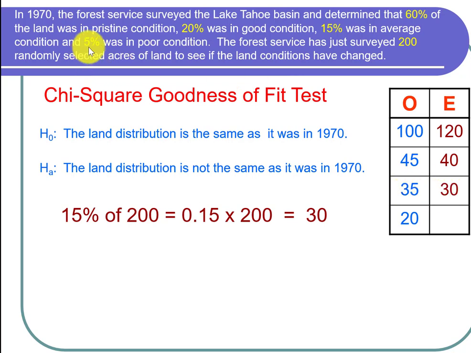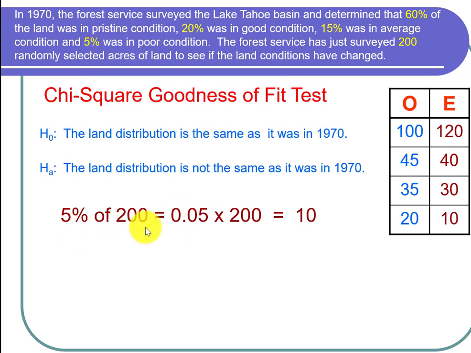And finally, for the poor condition, it was 5% expected. So 5% of 200 is 0.05 times 200, which is 10. So now I have my observed and expected table for this study. So now that I have the table, I can use a calculator. So let's go to the LibreText calculator that I programmed.